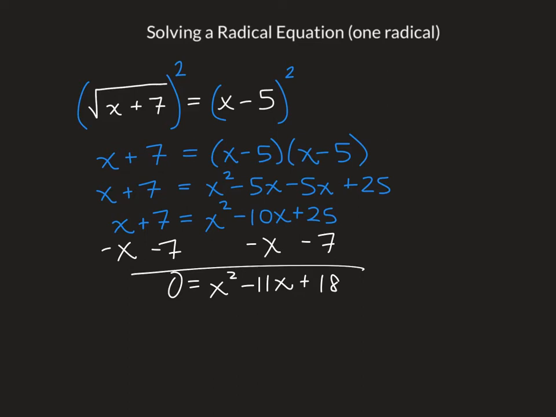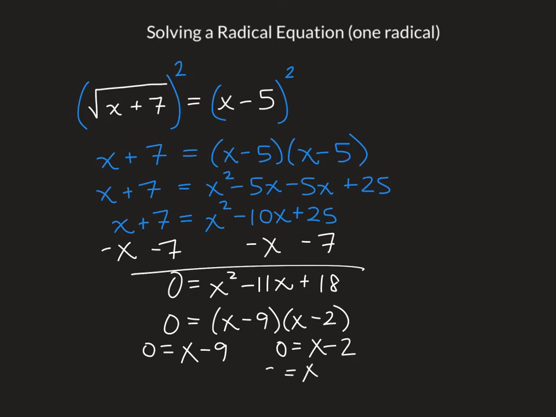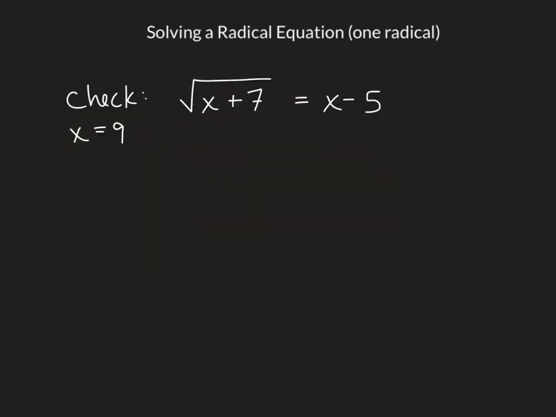This is a factorable quadratic, although if it's not factorable, you could use the quadratic formula. And it factors into x minus 9, x minus 2. And when we set each factor to 0, using the zero product property, we'll get the potential solutions of 2 and 9. Now we do have to check to make sure these solutions work, because our initial problem had a square root in it, so we do have to make sure that that works.